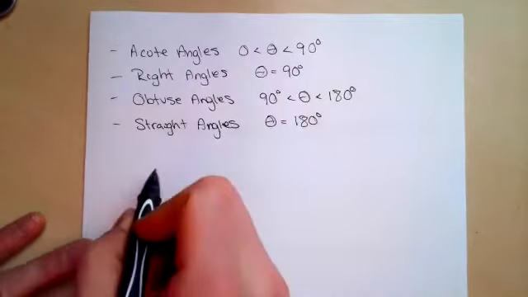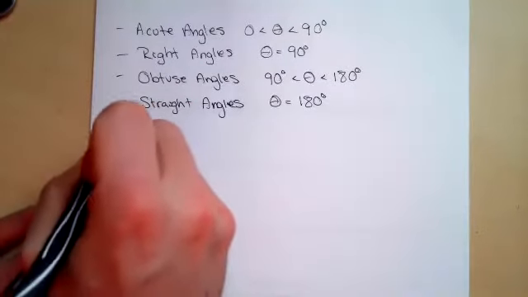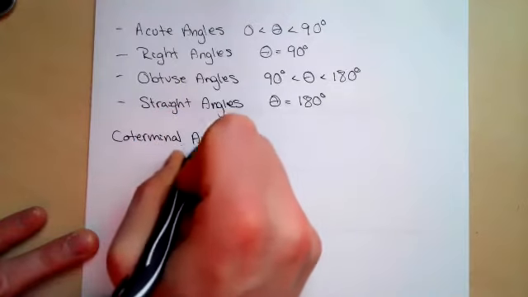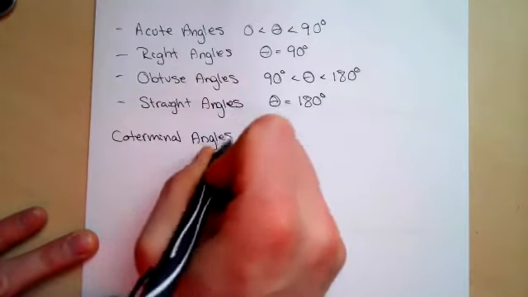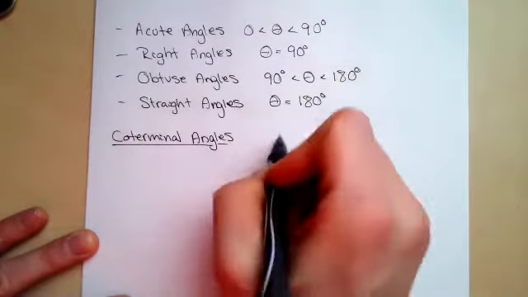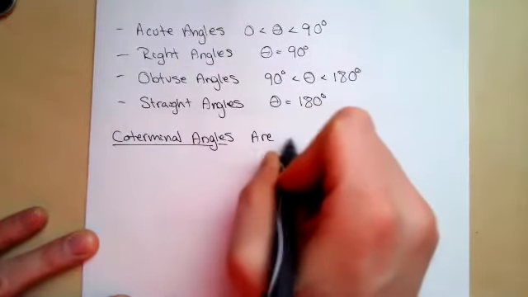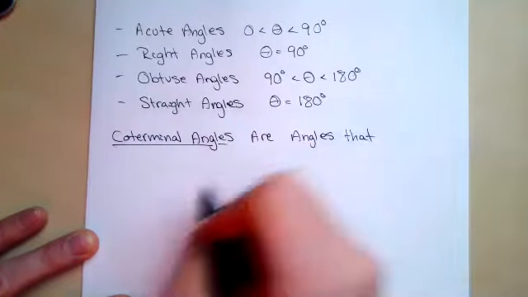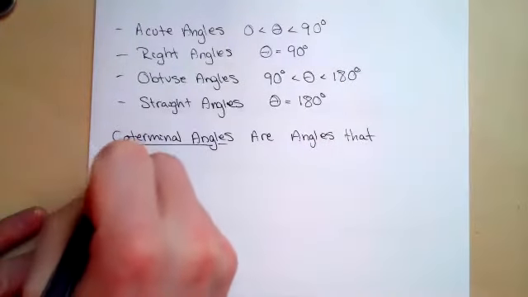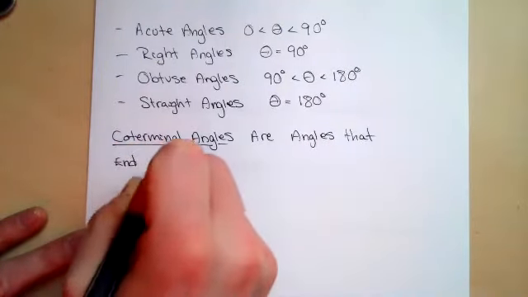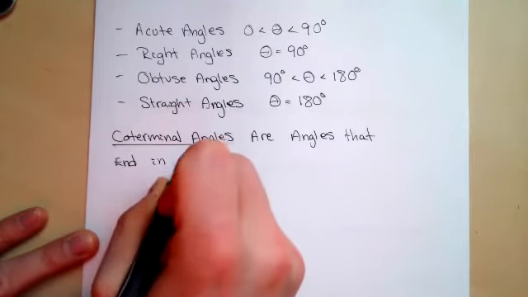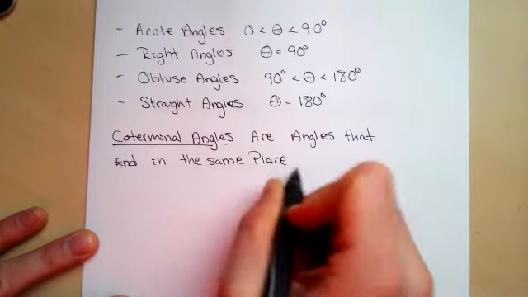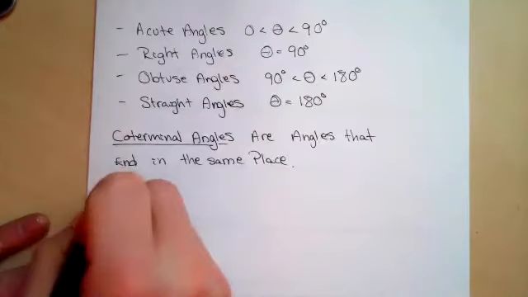And then a few other key words that we will use. Coterminal angles are angles that end in the same place. And actually, I missed one here. We wanted to talk about quadrantal angles.